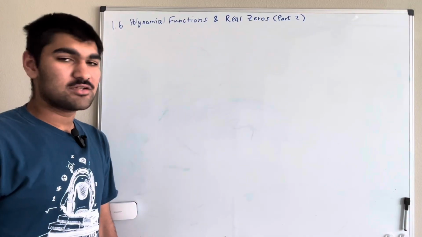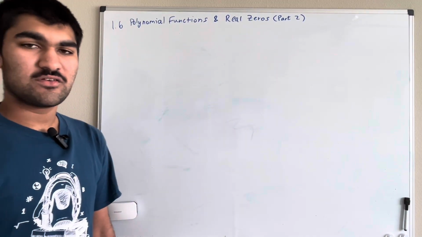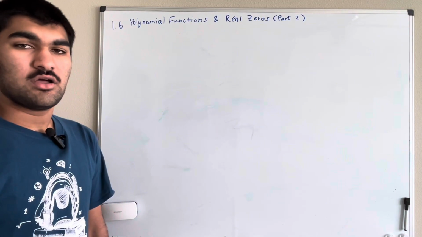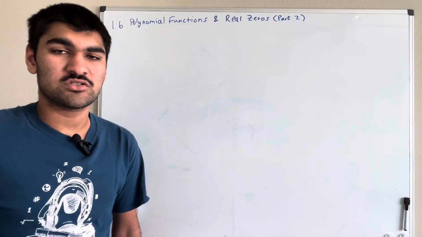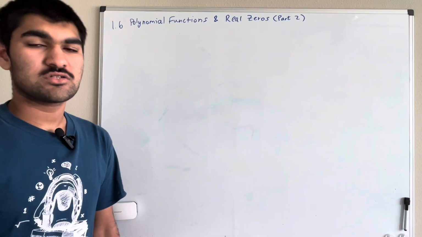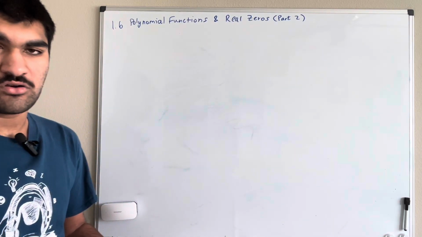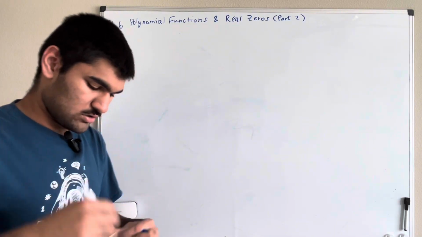In this video, we'll be discussing 1.6 polynomial functions and real zeros, part 2. In the previous video, we discussed how to find the rational zeros of a polynomial function. Now, in this video, we will discuss how to find the irrational zeros of a polynomial function. Okay, so let's get started.